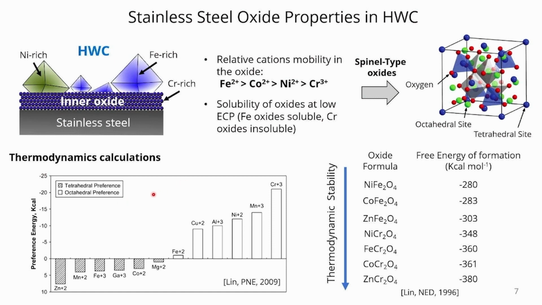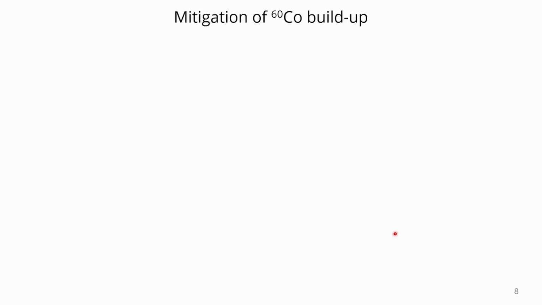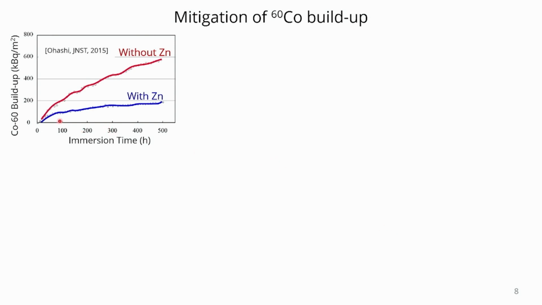Thermodynamics is very useful to explain and understand some phenomena. For example, here you can see the preference energy of the metal cations into the tetrahedral and octahedral sites. Zinc 2+ is the most stable in the tetrahedral sites, whereas chromium 3+ is the most stable in the octahedral sites. If you look at the free energy of formation of the spinel structure, it's possible to predict the most likely crystal formed in a particular environment. This thermodynamic calculation also helps in understanding and explaining some observed phenomena.